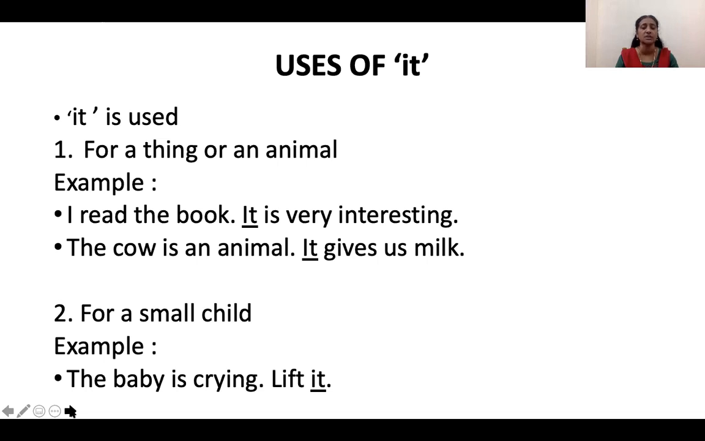It gives us milk. And when we talk about a small child, we also use the pronoun it. We never use he or she for a baby. The baby is crying, lift it, means lift the baby.